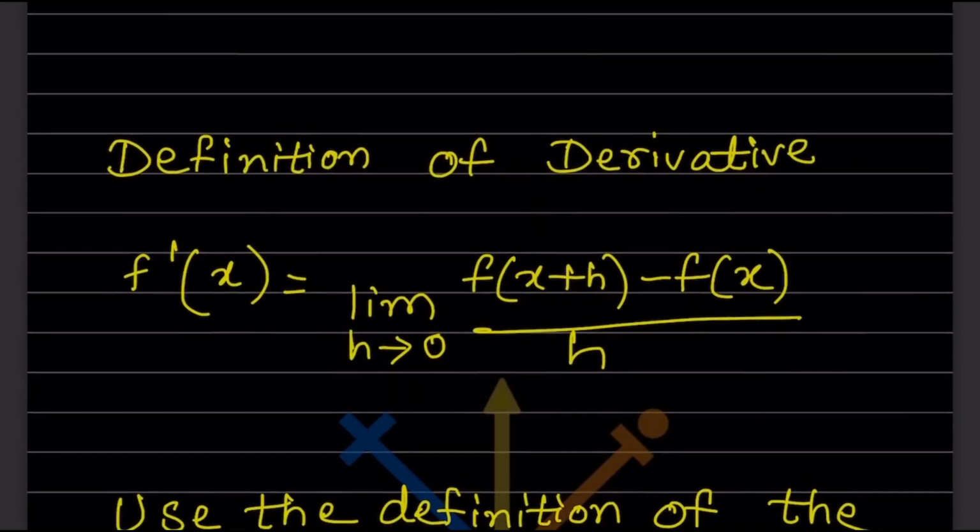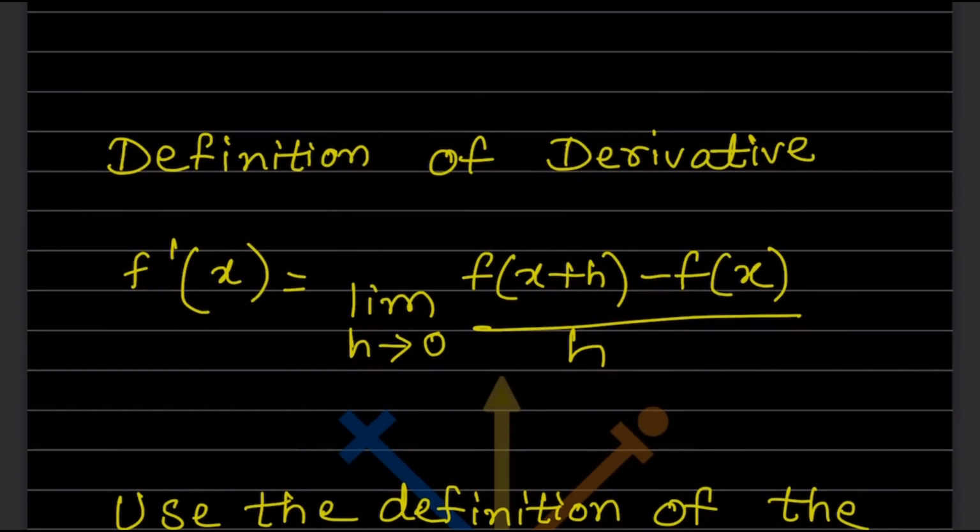Now let us see the examples here. First, we are going to see the definition of derivative. This is the formula for that: f dash x is equal to limit h tends to 0 of f of x plus h minus f of x, divided by h. Now let us see the examples based on this one.